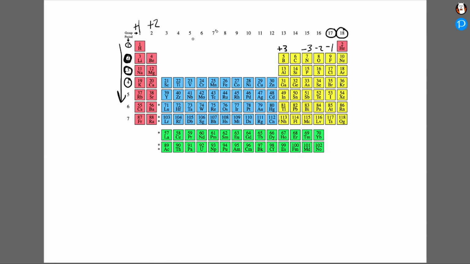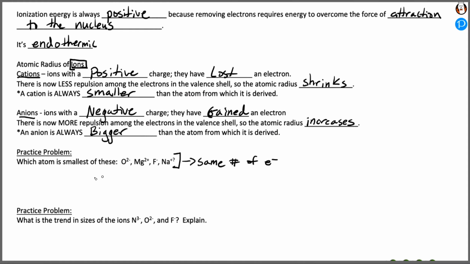And so magnesium would end up being the smallest out of those, would have to be Mg2+, because they all have 10 electrons, but Mg has the most protons. It has 12 protons, and so it has the greatest pull to pull those electrons in closer, and so that would have the smallest size.